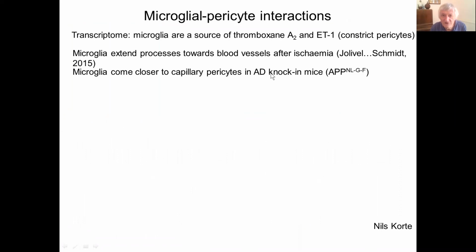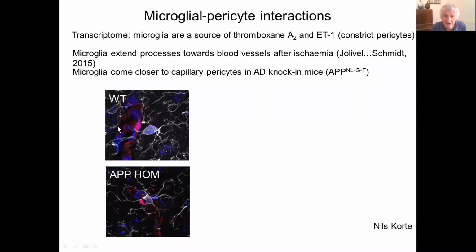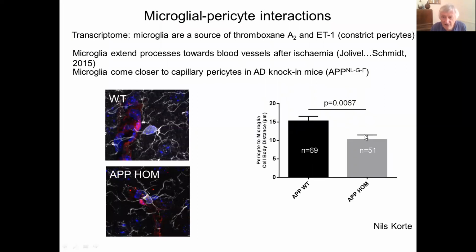And to do this, we looked at a particular model mouse for Alzheimer's. It's called the APP-NL-G-F mouse, which has got mutations. It's a knock-in mouse, so the endogenous mouse APP has been replaced by a human APP with various mutations which increase the production of amyloid beta and increase its aggregation. And we can then look at how far apart microglia and pericytes are in wild-type animals and in the AD mice, and we find they get closer together.